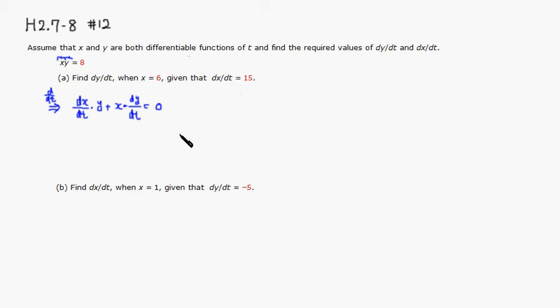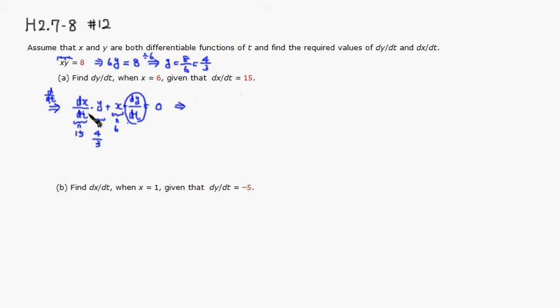All right, then we can just plug in what we already know. We know that x equals 6 and dx over dt is 15. And dy over dt is what we're looking for, so we don't know that, but we need to find y. So we plug x equals 6 into the original equation to get 6y equals 8, and we can divide through by 6 to get y equals 8 over 6, which is the same as 4/3. So now we found that to be 4/3.